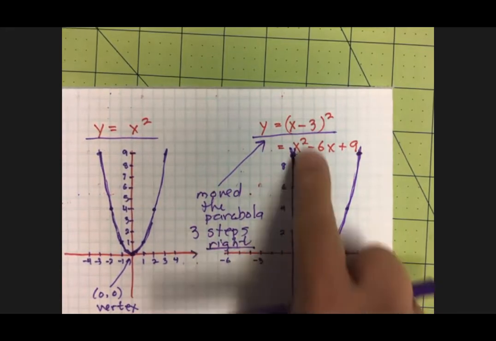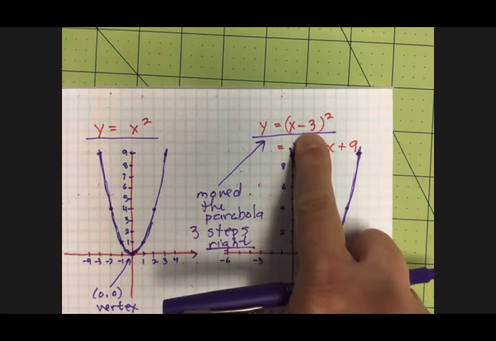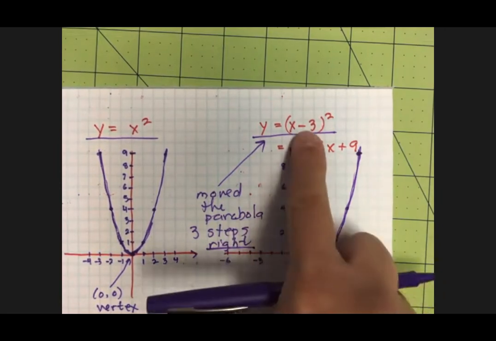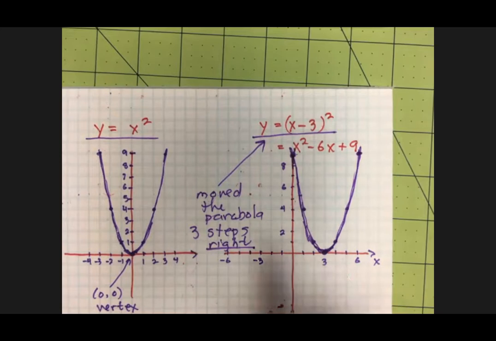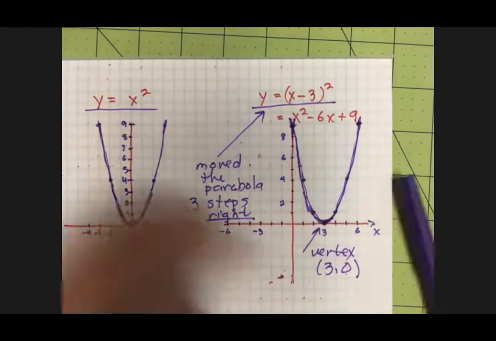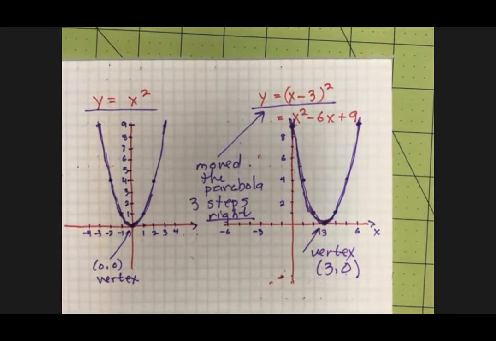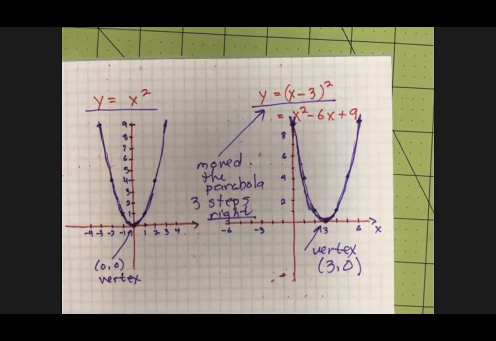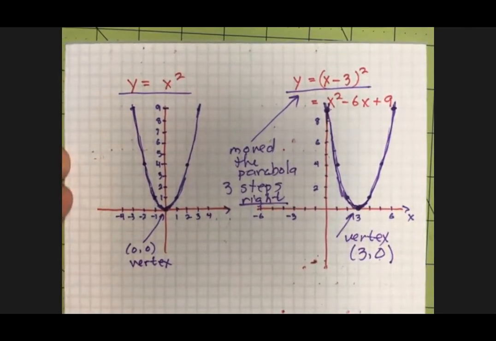Think about that. Don't say, oh, let's subtract 3, let's go left. No, subtracting 3 actually moved it 3 steps right because it moved the vertex to 3, 0. And we're actually doing good. Now, I want you to be really careful how you're thinking about what we're doing right now.